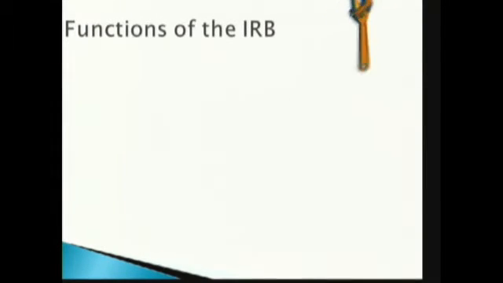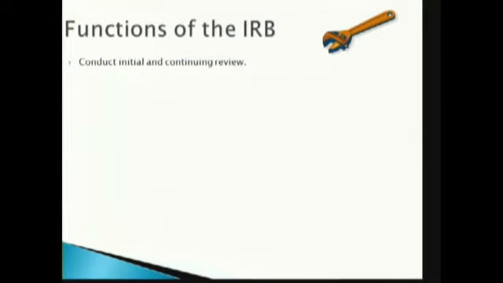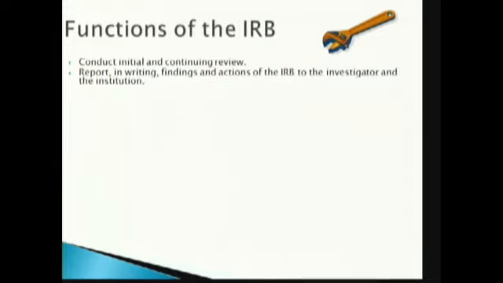The functions of the IRB: to conduct initial and continuing review, to report in writing the findings and actions of the IRB to the investigator and the institution, and to determine which studies require review more often than annually. We usually request annual progress reports for prospective projects, but sometimes if we see fit, we can shorten that time to like 6 months.